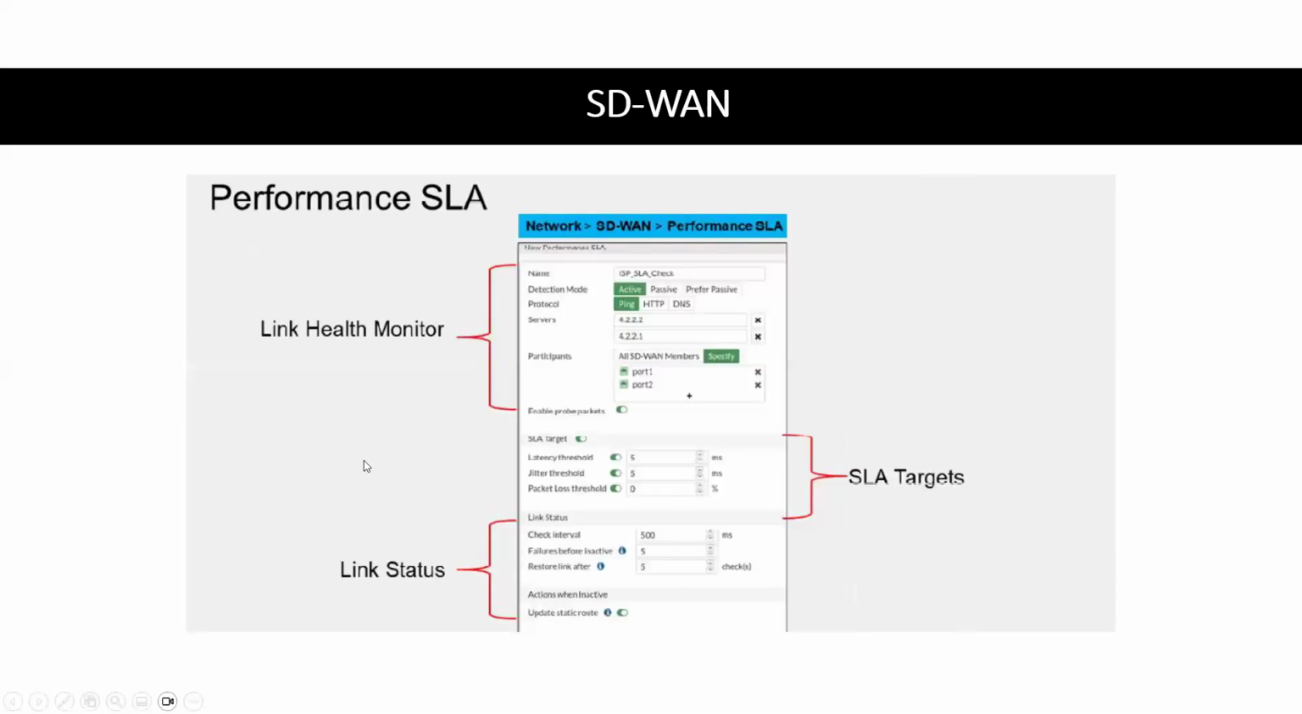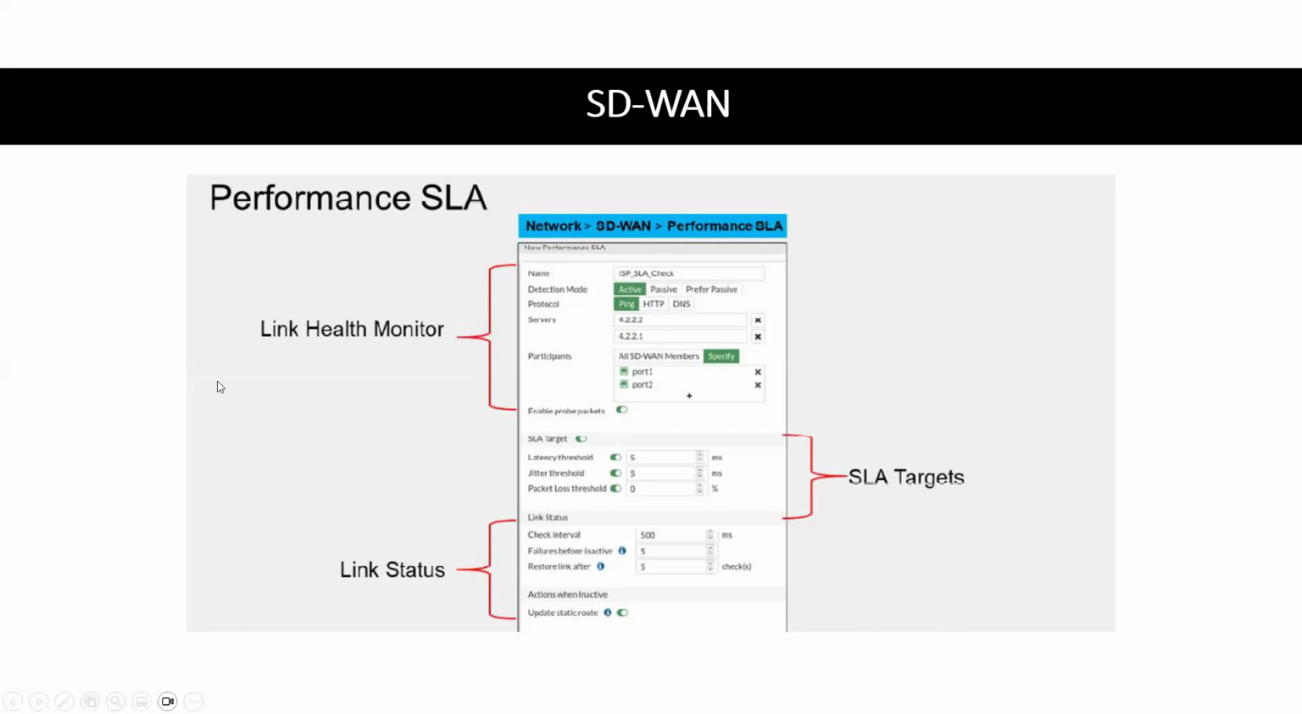So this looks familiar, right? Whenever we went into the lab and after we added our members, our interfaces, to the SD-WAN interface, we saw this screen, right? Because we had to take care of the second part. We had to configure the performance SLA, right?